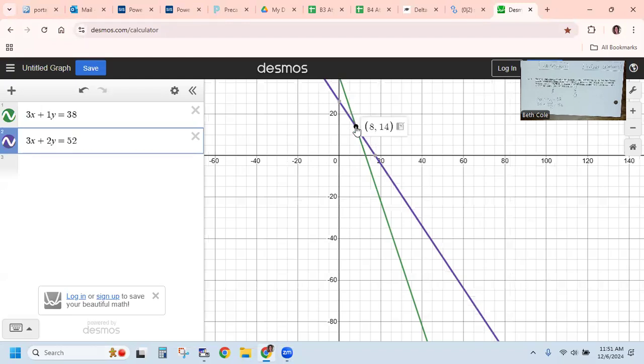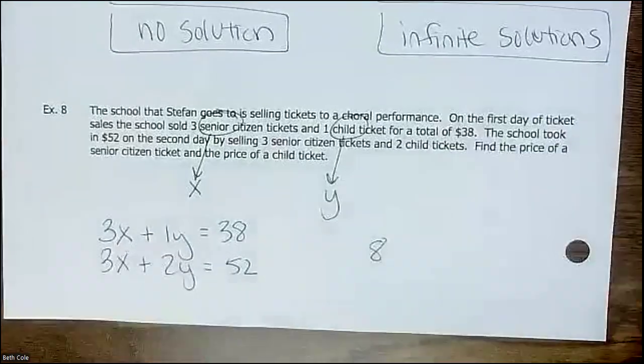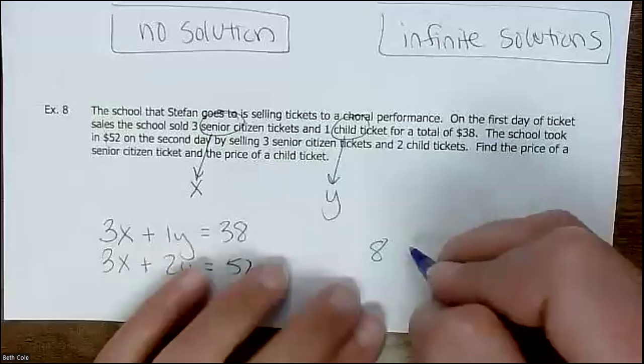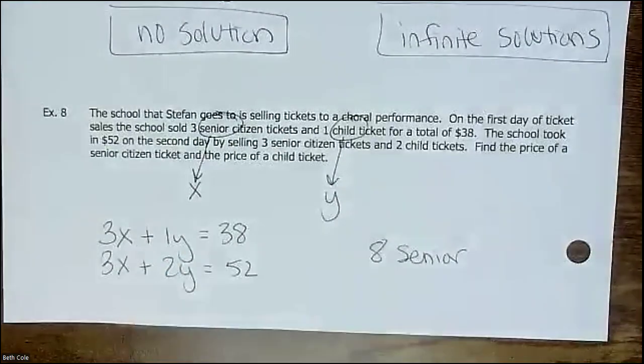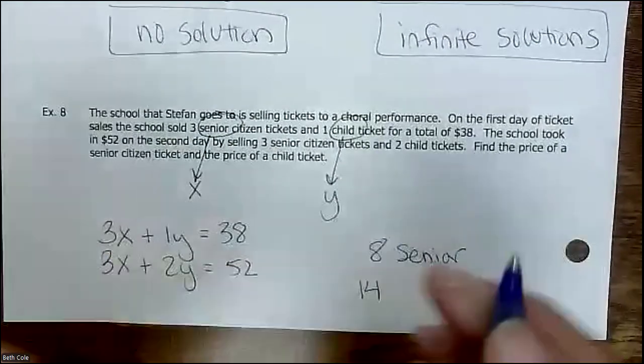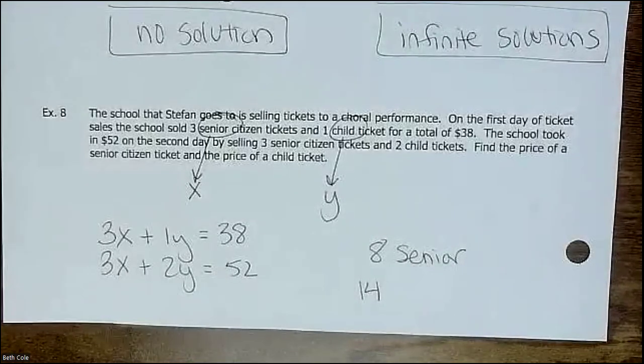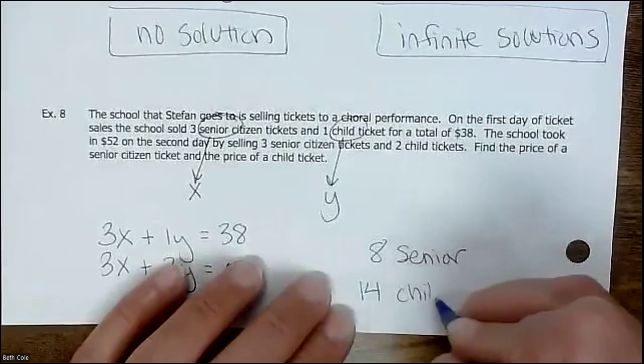Here's our intersection, 8, 14. Now you need to know which one's which. So it's 8. 8 was x. Perfect. Nice job. 8 senior tickets. And then, oh gosh, I forgot it already. Was it 14? I got it from the calculator. Hold on, let me look back. Yeah, 8, 14. So 14 child.